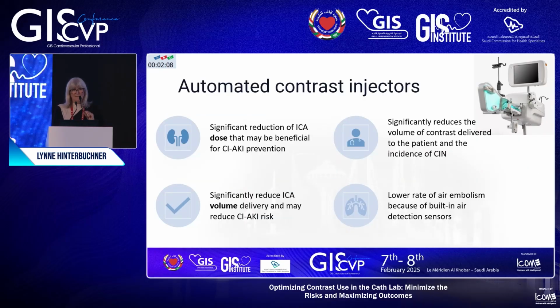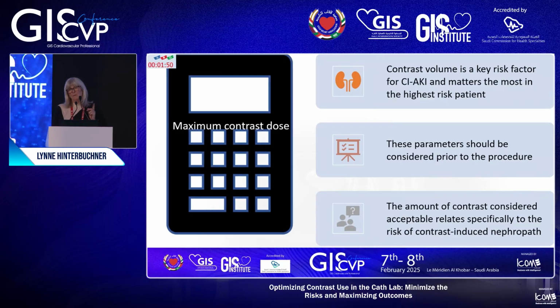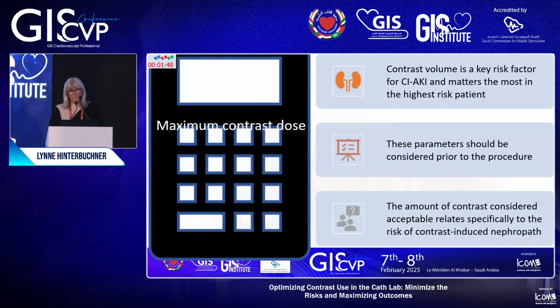Automatic injectors, the evidence out there is just yes, no. So there's no definable evidence to say, yes, go out and buy one for your cath lab, because some studies say it does help keep the dose low, and others say there is no difference. So that's up to you to decide. The thing we can do is maximum contrast dose calculation before you start your procedure so that everybody in the room knows when you need to stop.